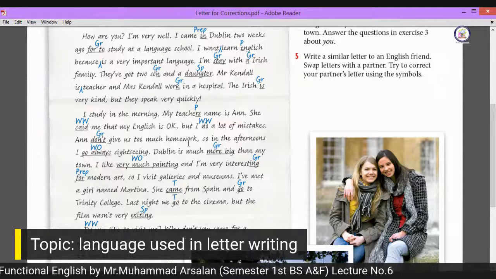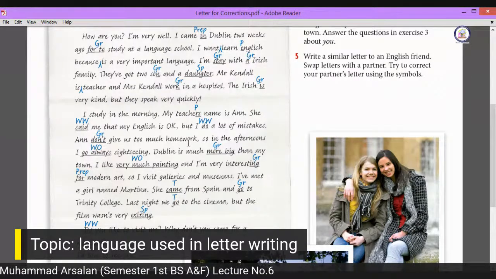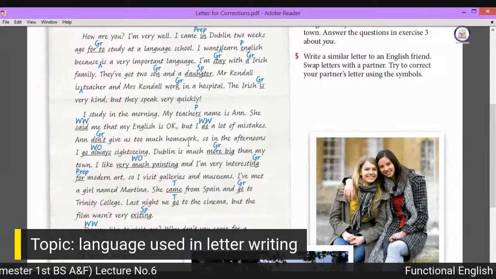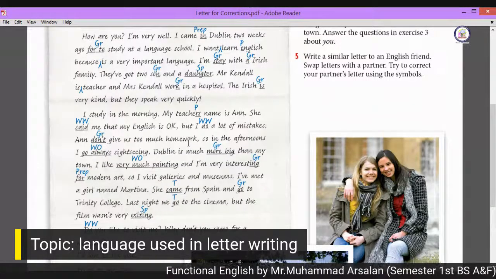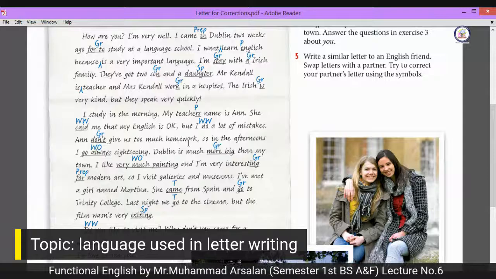Last night we went to the cinema. हम लोग सिनेमा गए थे. Last night, अब टेंस की मिस्टेक है, last night past tense होना चाहिए. But the film wasn't very exciting. Exciting की स्पेलिंग में C मिसिंग है.